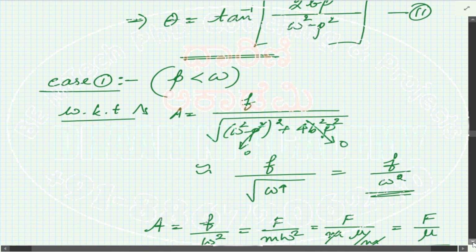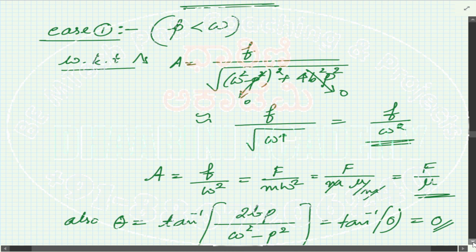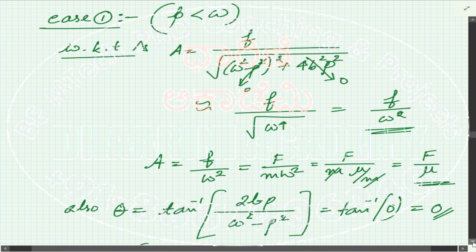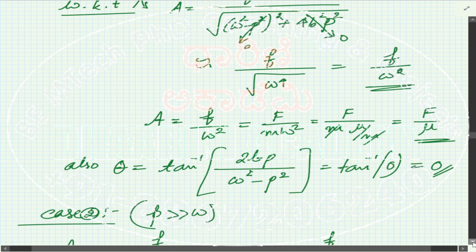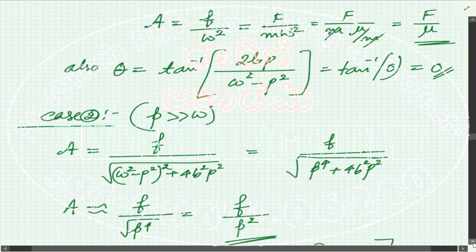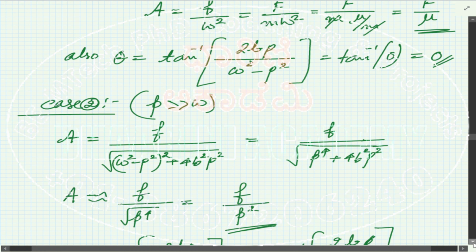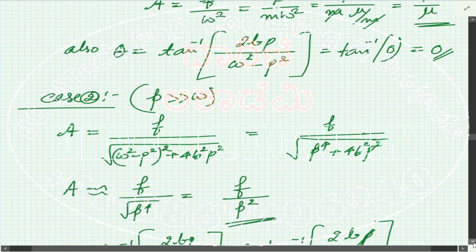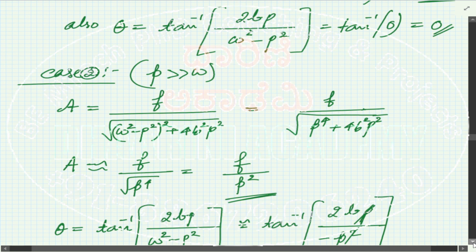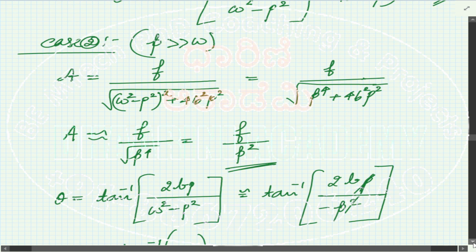Now we look into some special cases. If p is less than omega, we can prove that the amplitude is f by mu and theta is 0. At the same time, consider the case where p is much greater than omega, that is, the external force has a much larger frequency compared to omega. Then a is equal to f by the root of (omega squared minus p squared) whole squared plus 4b squared p squared, in which we make the approximation that p is much bigger than omega.